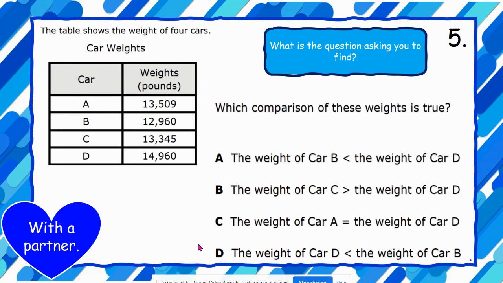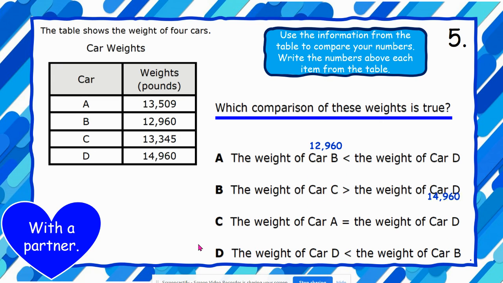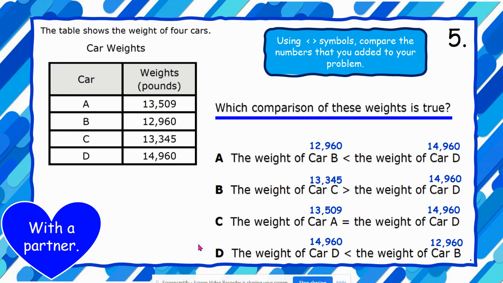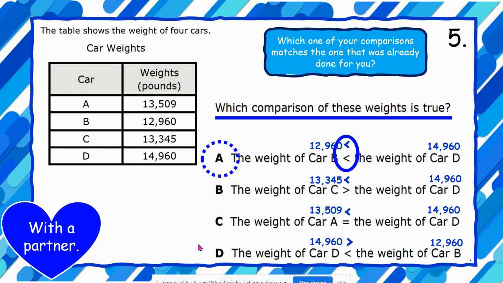All right, number 5. Remember all the strategies that we used. We're going to go through here. We're going to make sure you've labeled each of the items. Then you place your symbol when you're comparing them. If you didn't do these strategies, boys and girls, make sure you're doing these strategies on your work as well. Now, you decided which one of your comparisons matches, and it looks like A is true. So A is true. Did you circle A?